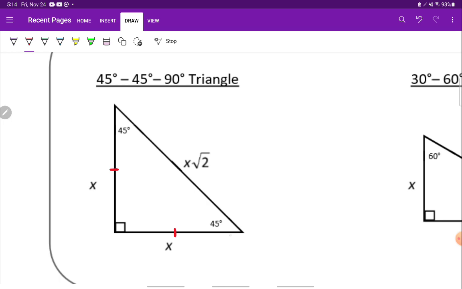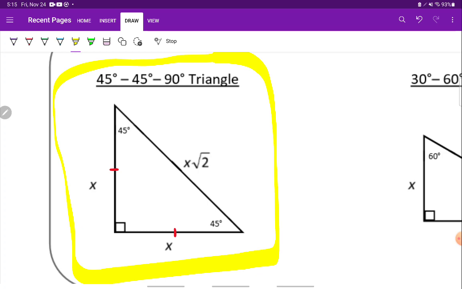The hypotenuse of a 45-45-90 triangle is always the side times the square root of 2. And we need to remember this relationship. We need to know this diagram here for sure.